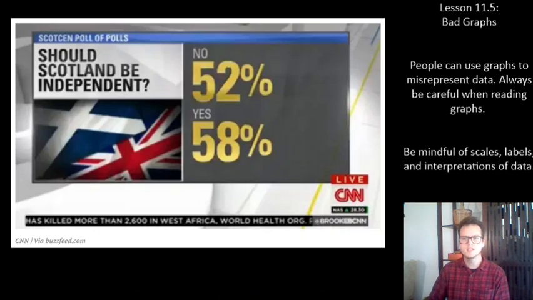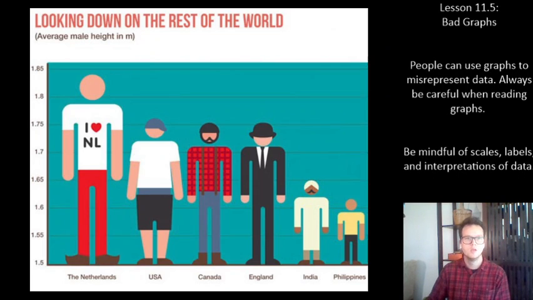Okay, here's another one. There's not actually a graph attached to it, but this is asking, should Scotland be independent? 52% of people said no, 58% of people said yes. There's an issue. 110% of people voted. So, I mean, that just renders all of this data void. Like, what the heck? That doesn't add up to 100%. That's not a good graph. Or it's not even a graph, period. It's just bad data.